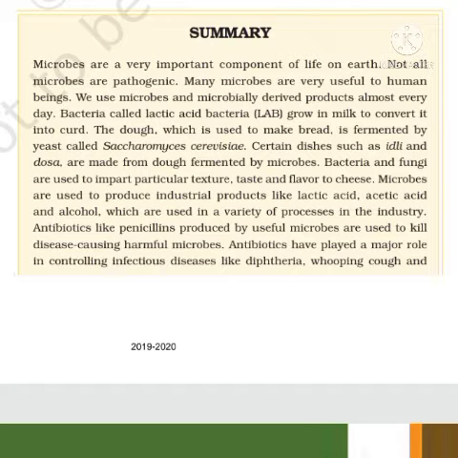Certain dishes such as idli and dosa are made from dough fermented by microbes. Bacteria and fungi are used to impart particular texture, taste and flavor to cheese. Microbes are used to produce industrial products like lactic acid, acetic acid and alcohol, which are used in a variety of processes in the industry. Antibiotics like penicillins produced by useful microbes are used to kill disease-causing harmful microbes. Antibiotics have played a major role in controlling infectious diseases like diphtheria, whooping cough, and pneumonia.